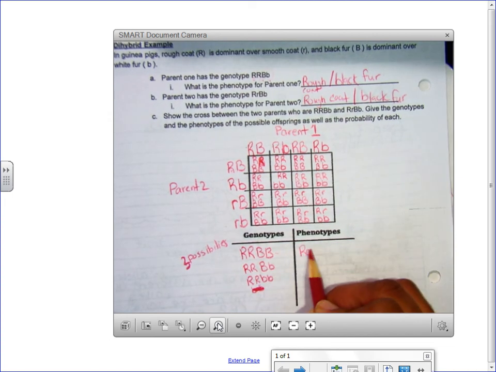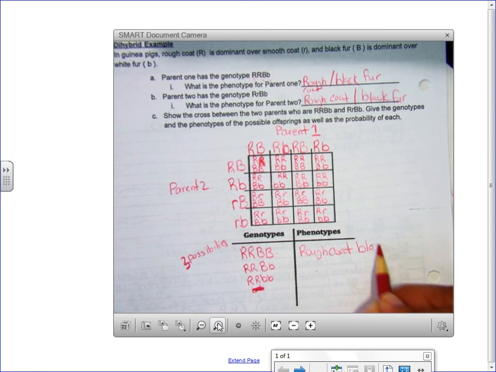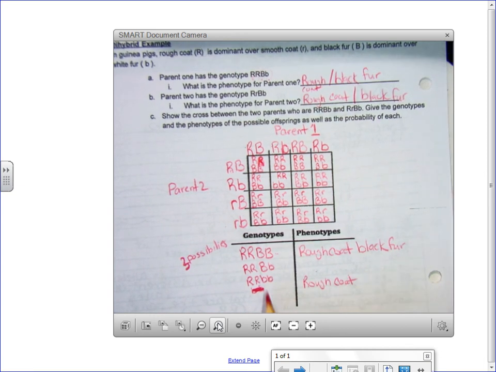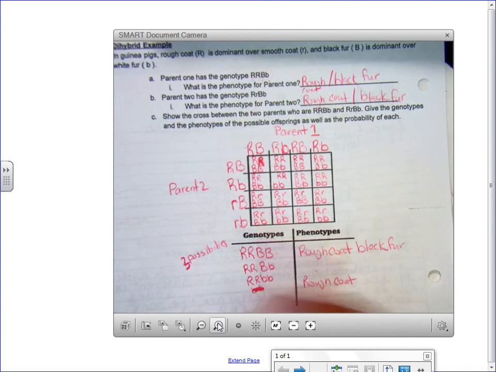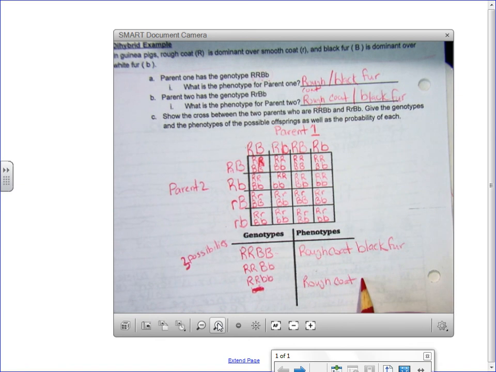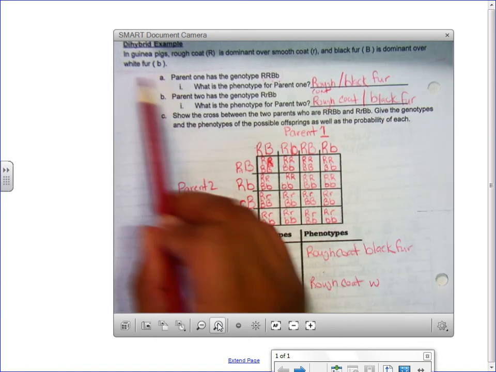Rough coat, black fur. What's another possibility? What about this one? Rough and white. Rough coat. Recessive B is what? White. White fur. Read. Look at, read, up here, read. It says black fur is dominant over white fur, recessive B.